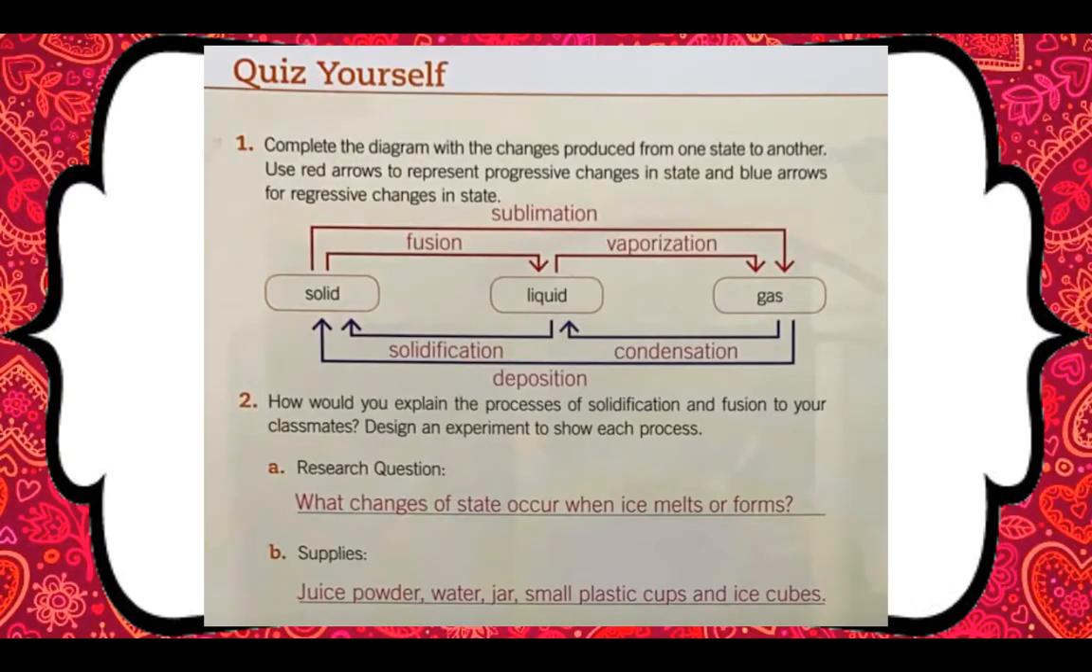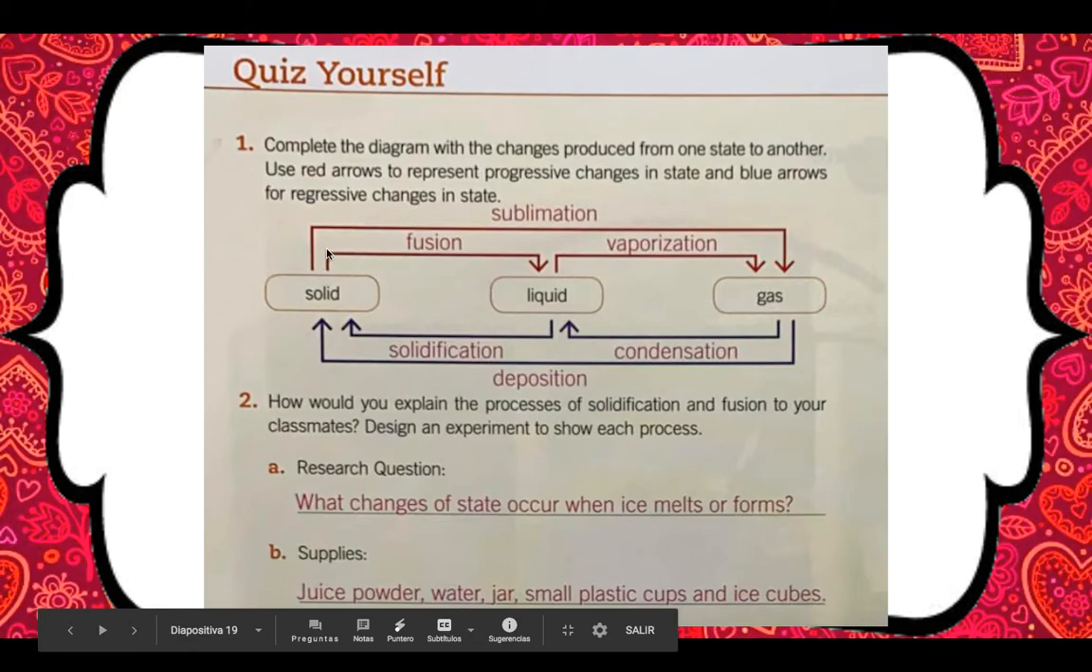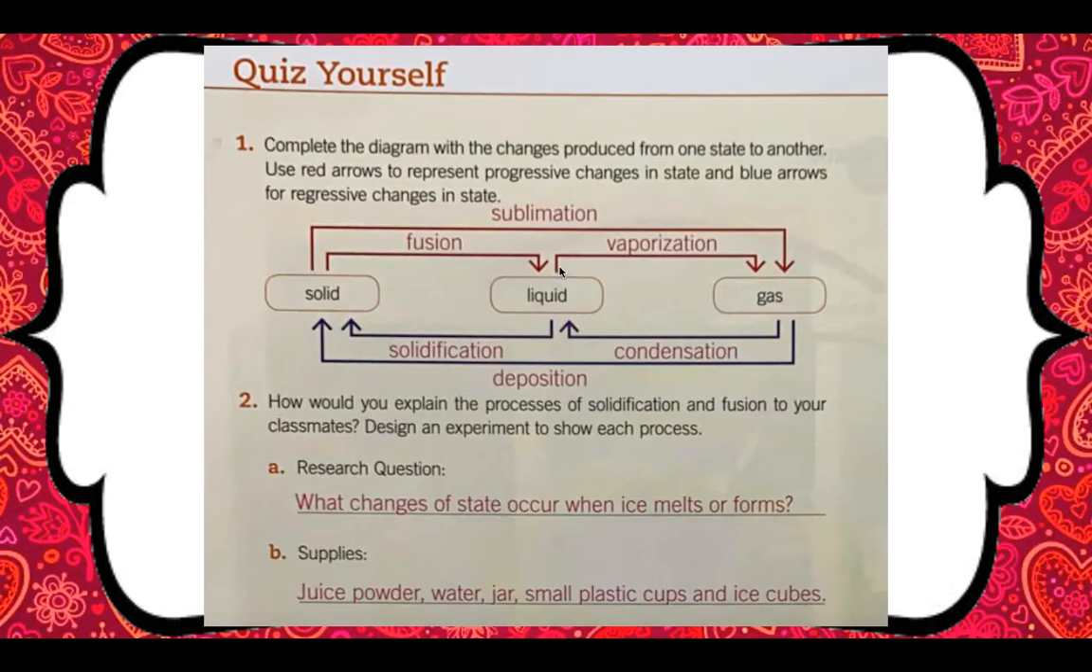Quiz yourself. Complete the diagram with the changes produced from one state to another. Use red arrows to represent progressive changes in state and blue arrows for regressive changes in state. So we have the red arrows from solid to liquid, that is called fusion, from liquid to gas, that is called vaporization, and from solid to gas, that is called sublimation.